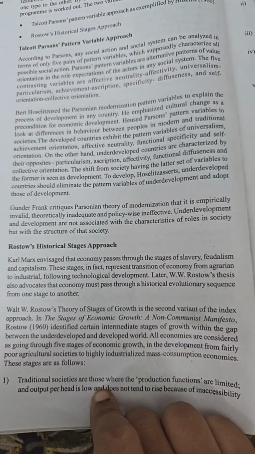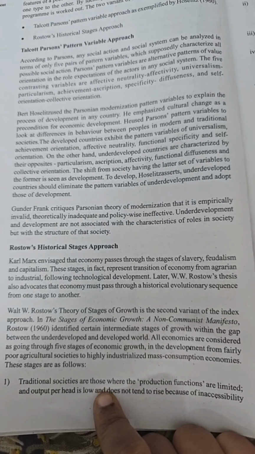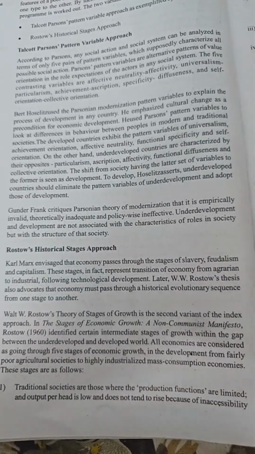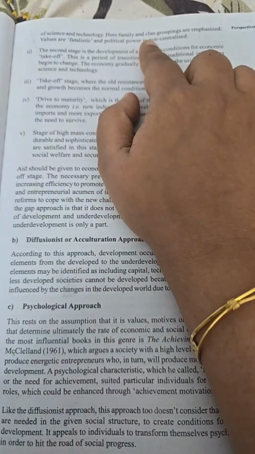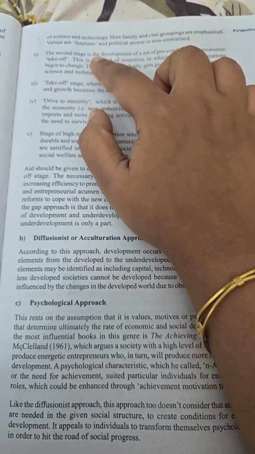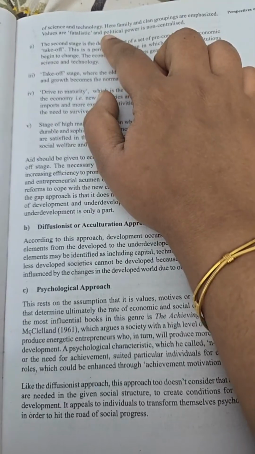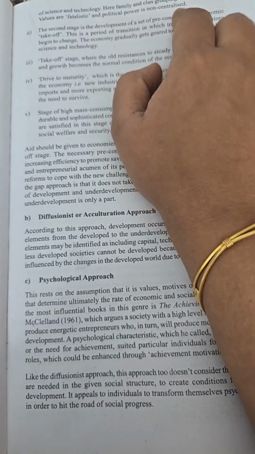Number one, traditional society, where productive functions are limited and output per head is low and does not tend to rise because of the inaccessibility of science and technology. Family and class groups are emphasized, with values fatalistic, and a belief in the potential power of the non-controlled.